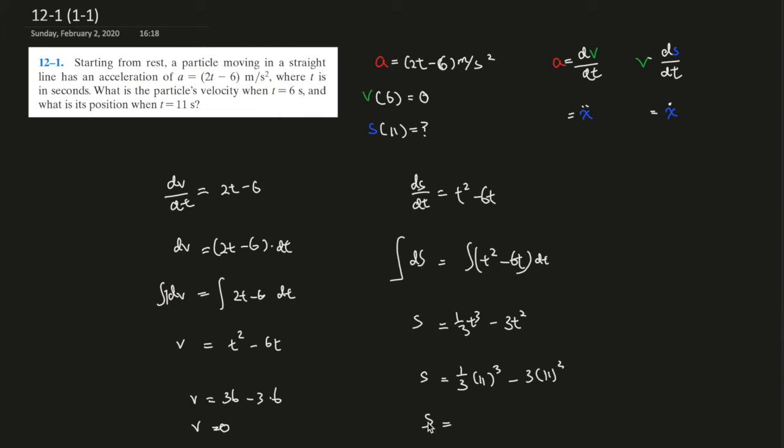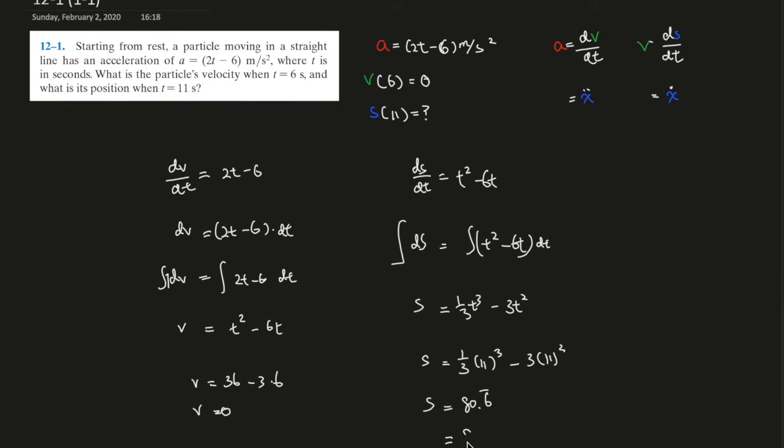In the end, you should get 80.666 going forever, which in the end simplifies. You can write 242/3 or 80.7. And don't forget the units: it's meters, just meters, not meters per second, right? So over here we say 80.7 meters, and here we say meters per second.